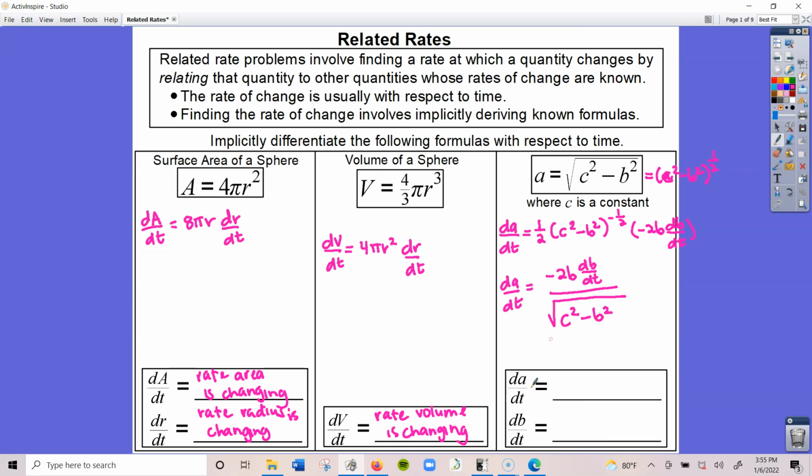Now dA/dt, when it comes to the Pythagorean theorem, this is talking about some triangle. So if this is A, B, and C, the dA/dt is going to be the rate at which side A is changing. And dB/dt is the rate that side B is changing.